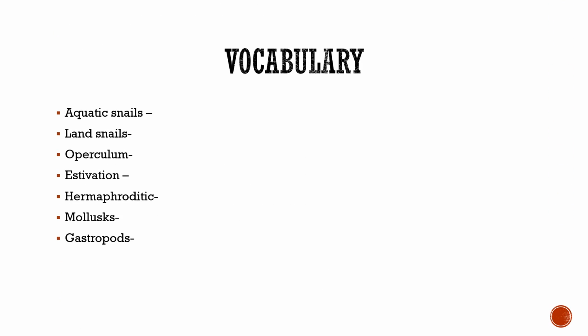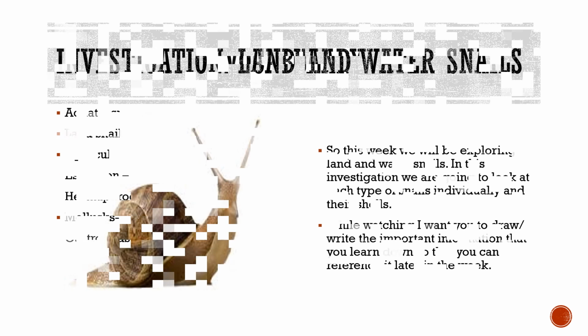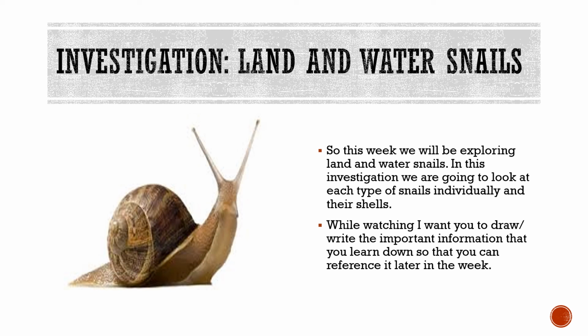Some vocabulary that we're going to hit on this week are aquatic snails, land snails, operculum, estivation, hermaphroditic, mollusk, and gastropod. Okay, so this week we're going to be looking at the investigation of land and water snails.